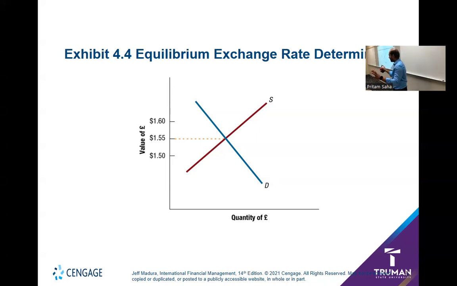Do we all agree? Okay. So is this a new demand curve? Right? If we still want to trade at this rate, we still want to trade at 1.55 rate. What is the problem? You can see from here.